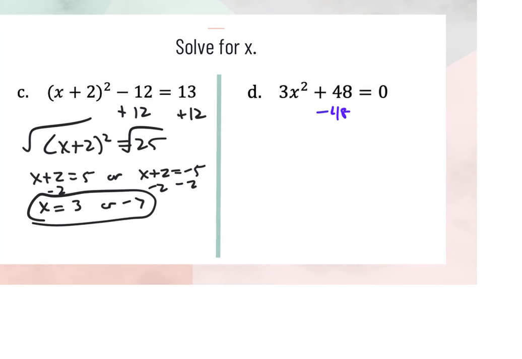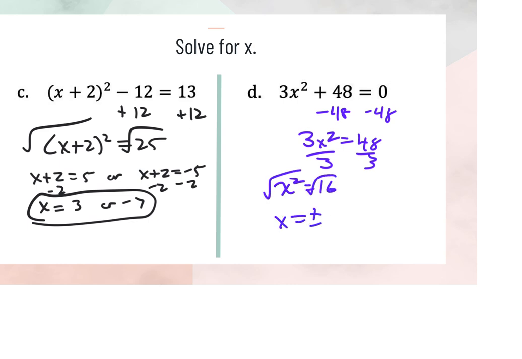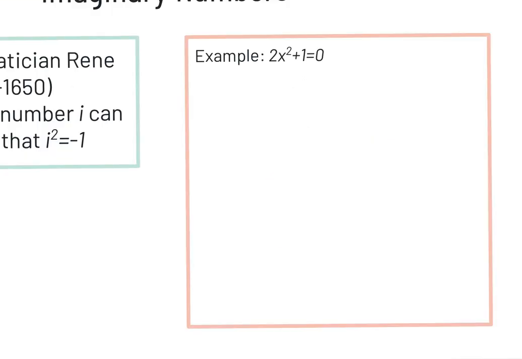Over here, negative 48, 3x squared equals 48. X squared equals 16. Square root. X is going to equal plus or minus 4. Okay, just starting to get used to that idea.